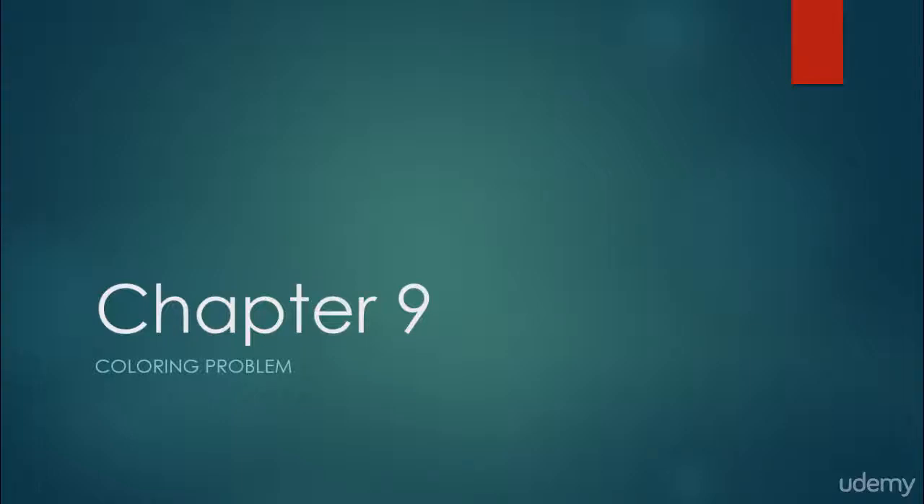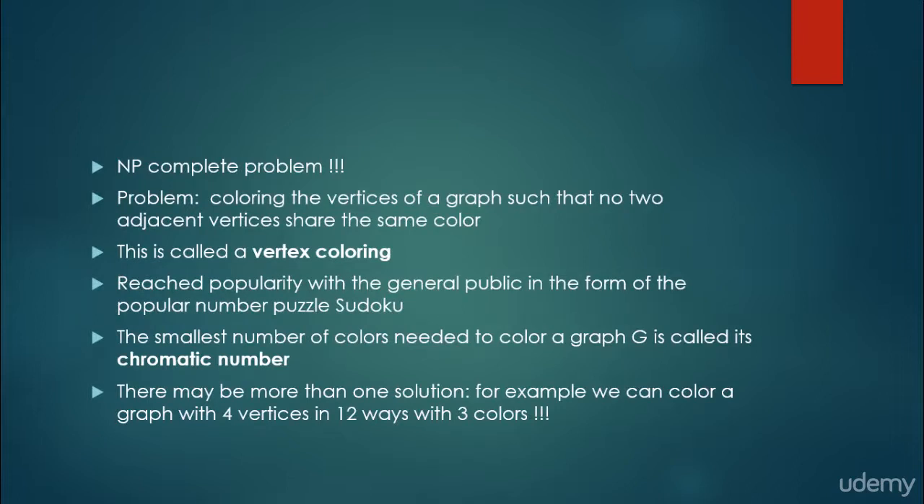Hi, in this chapter we are going to talk about the coloring problem, so let's get started. It is a typical NP-complete problem. The core of the problem is pretty straightforward. Just color the vertices of a graph such that no two adjacent vertices share the same color. This is called the vertex coloring.